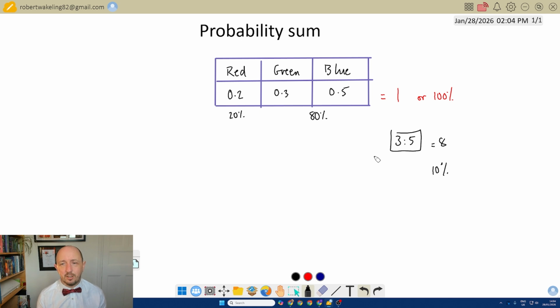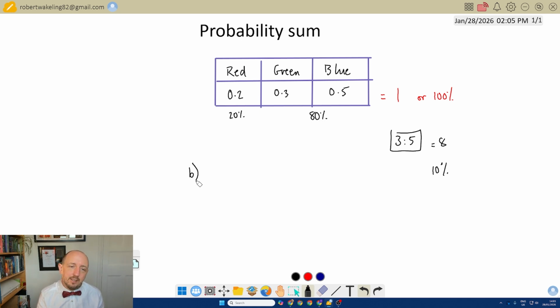Very, very common question. So try to get your head around this, everything adding up to 1, and then sometimes they throw in a little sneaky ratio bit to go with it. Or they'll say green and blue are even or something like that. They're the same amount. We can just half it.